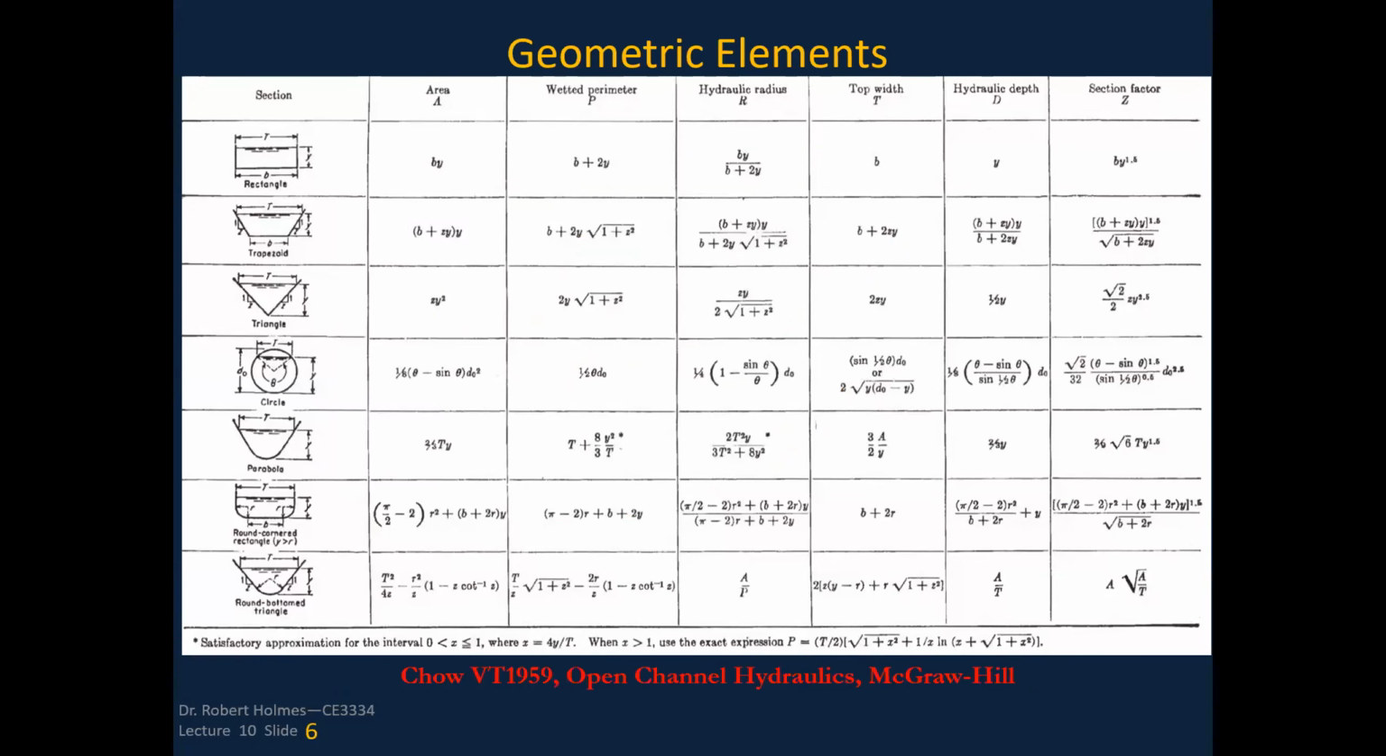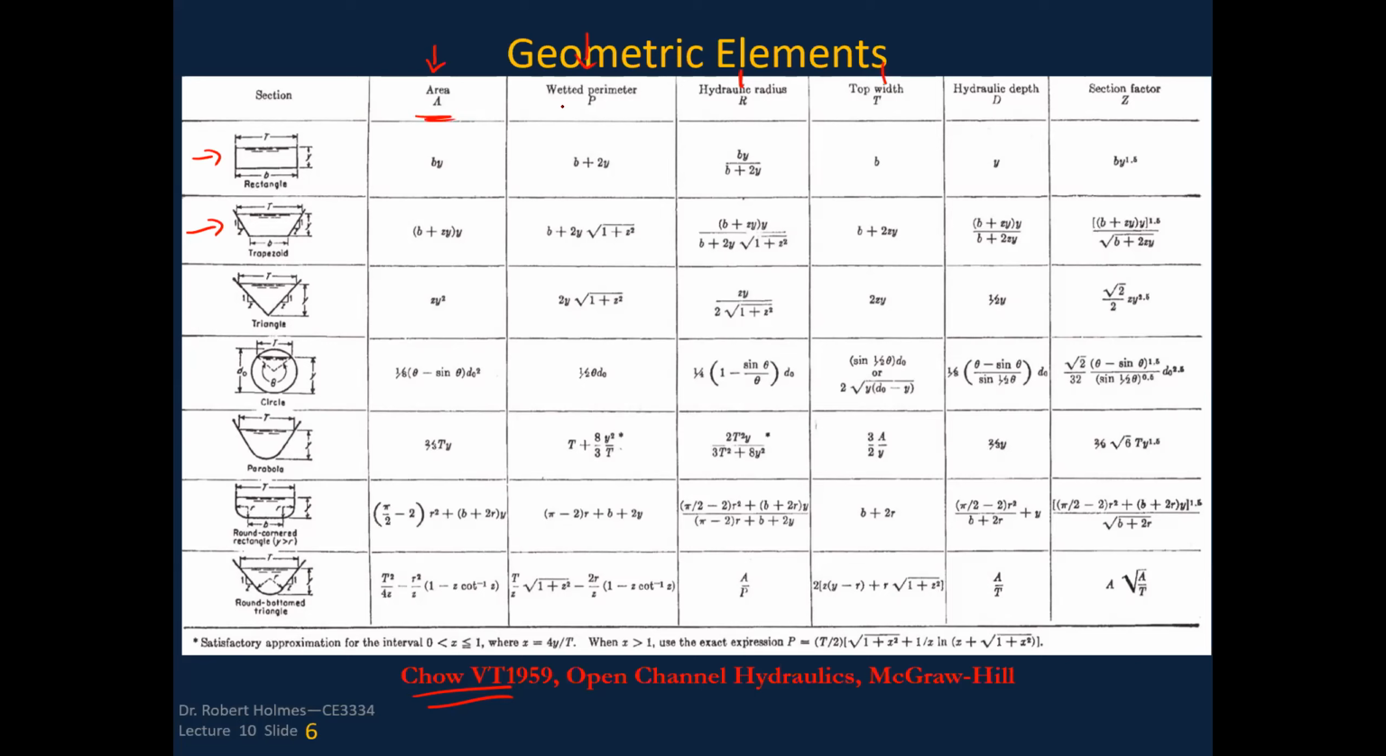As we look at geometric elements, this is a table out of Chow's 1959 Open Channel Hydraulics textbook, and you can see that if we have a regular section like a rectangle or a trapezoid, this is a rectangle, you can see triangles, circles like a pipe, parabola, other kinds of shapes. This table here gives you the equations for the geometric elements.